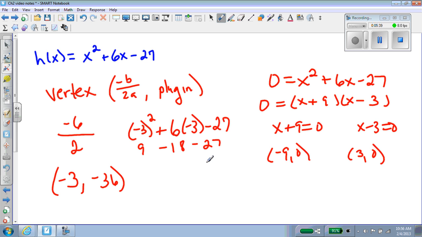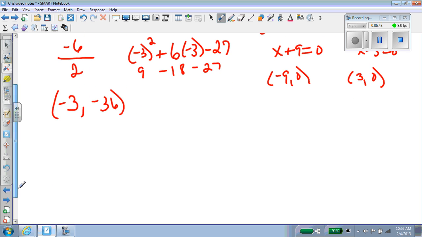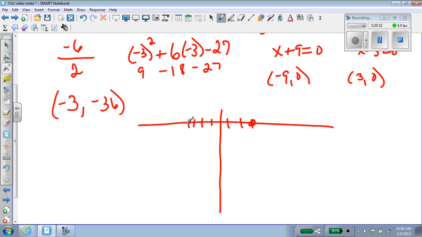So if I were to sketch this, 1, 2, 3, 0, 1, 2, 3, 4, 5, 6, 7, 8, negative 9, 0, negative 3, let's just call that negative 36. It's just a sketch, so there we go. There's my parabola.